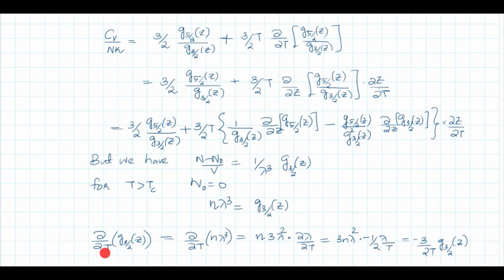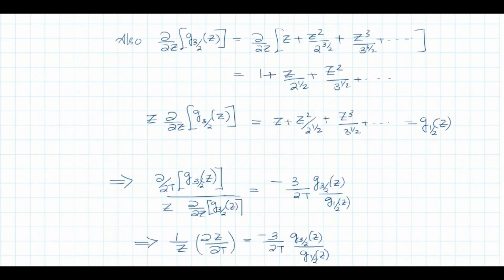Therefore, dou by dou t of g 3 by 2 z, you can write it as dou by dou t of n lambda cube. So this is n into 3 lambda square dou lambda by dou t. Dou lambda by dou t is nothing but minus 1 by 2 lambda by t. So this is minus 3 by 2t g 3 by 2 of z. Lambda is h by root 2 pi m kt. This step is very simple, you can calculate it easily. So this is minus 3 by 2t g 3 by 2 of z.